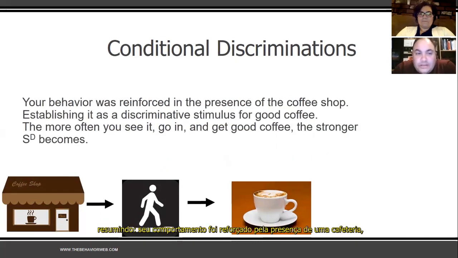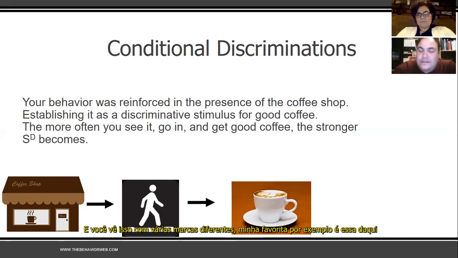So to put it all together, your behavior was reinforced in the presence of a coffee shop, establishing it as a discriminative stimulus for good coffee. The more often you see it, go in and get good coffee, the stronger the SD becomes. And that's how we end up becoming brand loyal, right? And again, you see that with a lot of different brands.